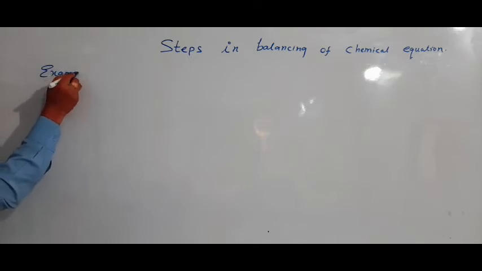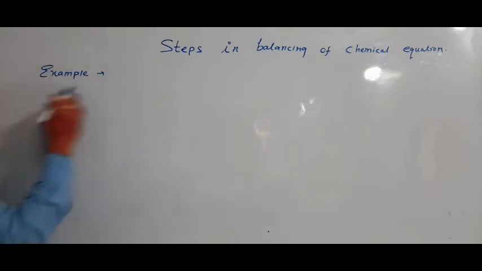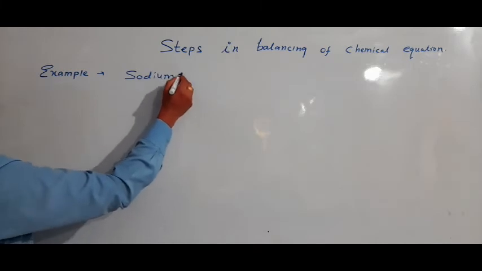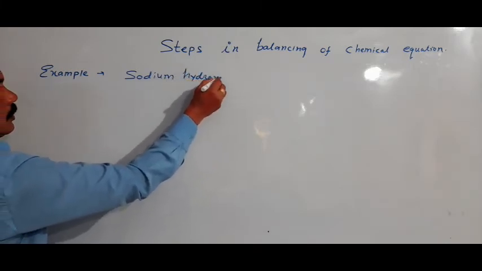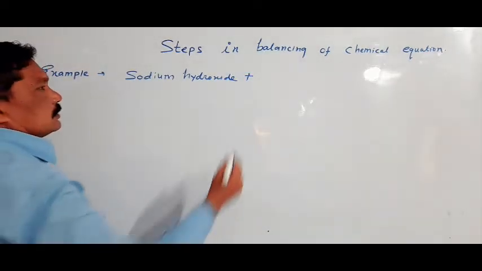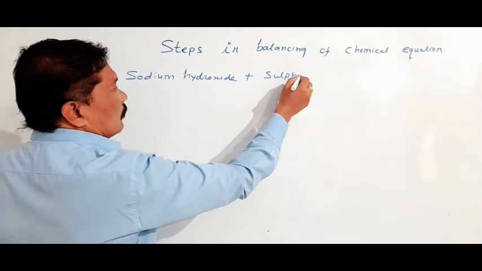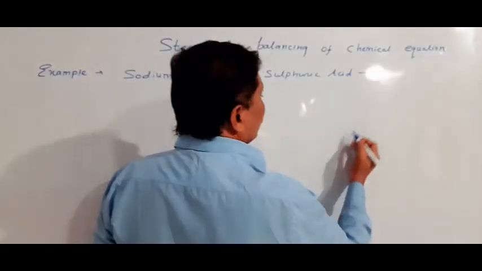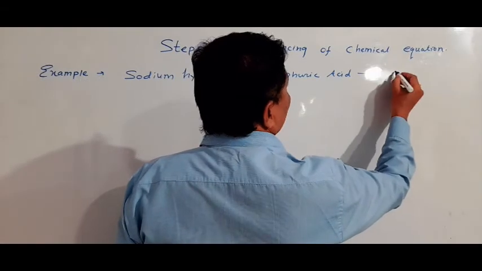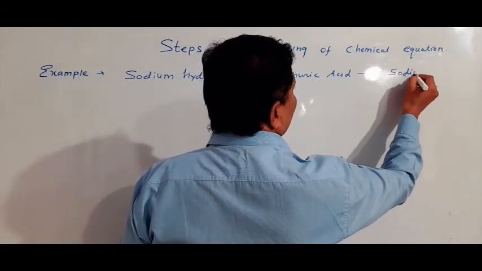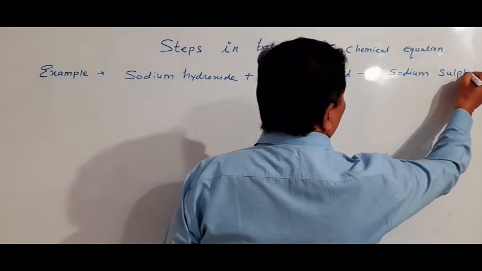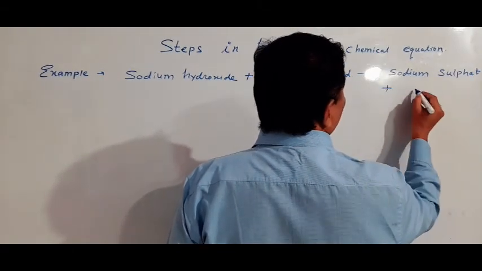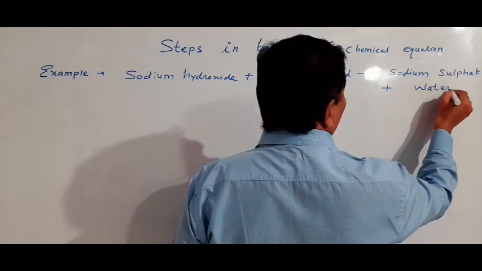Example: sodium hydroxide plus sulfuric acid gives sodium sulfate plus water.